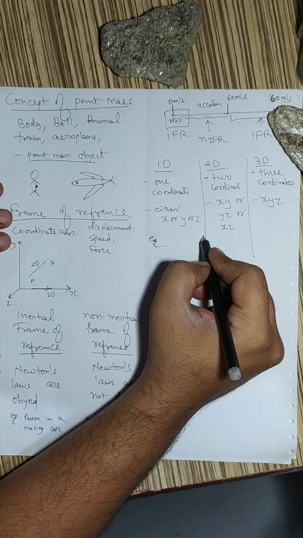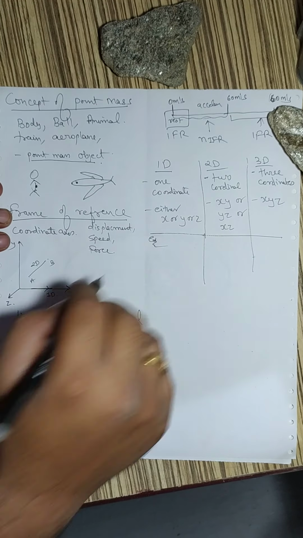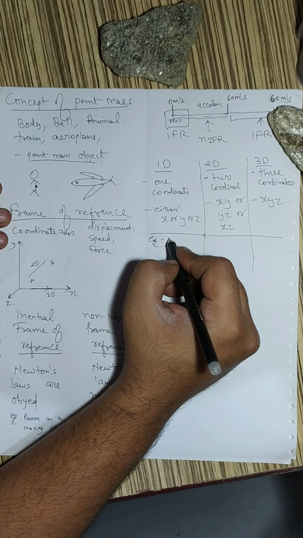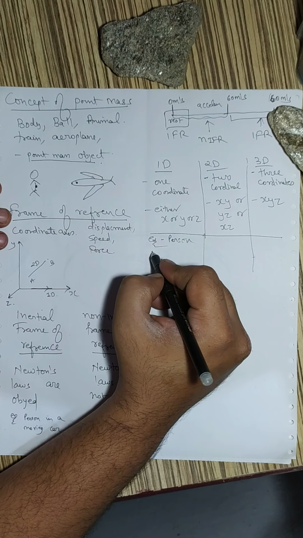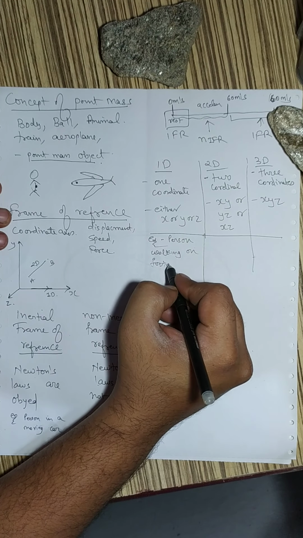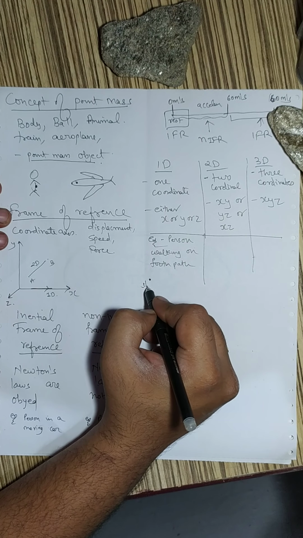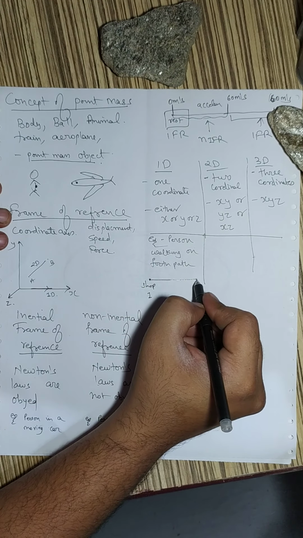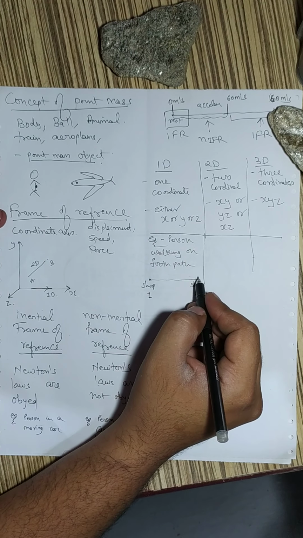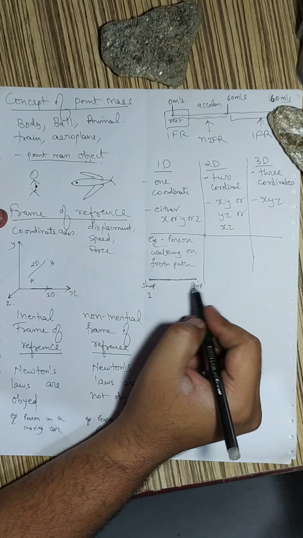Let's see the best examples of 1D, 2D and 3D motion. A simple example of 1D motion is a person walking on a footpath. The footpath is very narrow. Let's say from shop number 1, the person moves to shop number 2. The distances should be very small, maybe 5, 10, 15, 20 meters. So the person is moving in a straight line, which is one-dimensional motion.